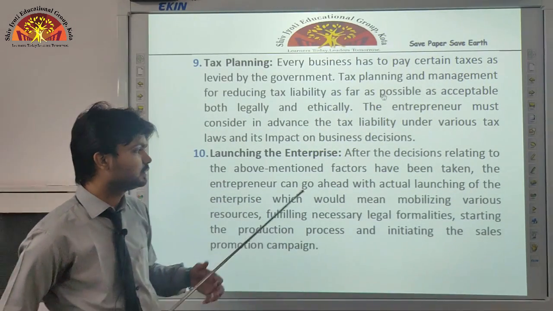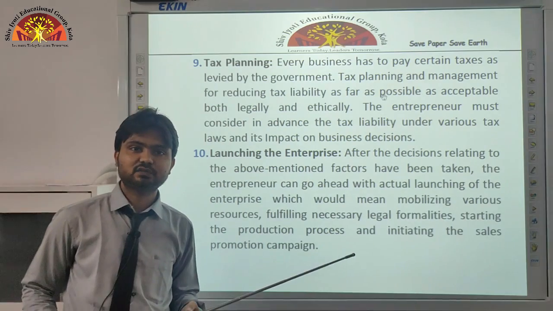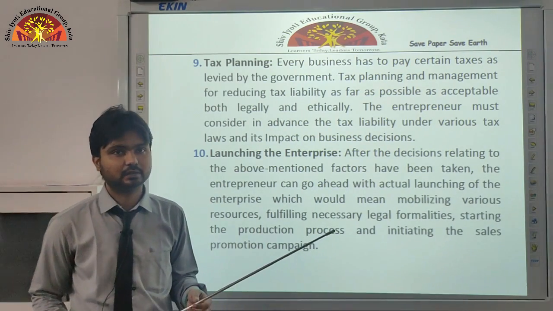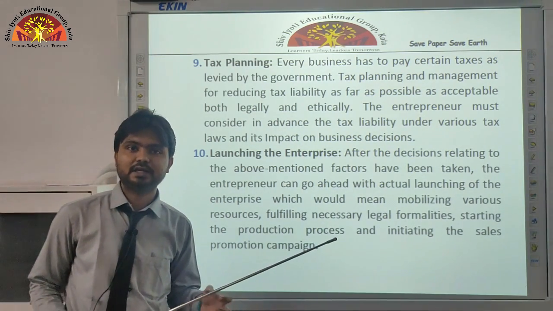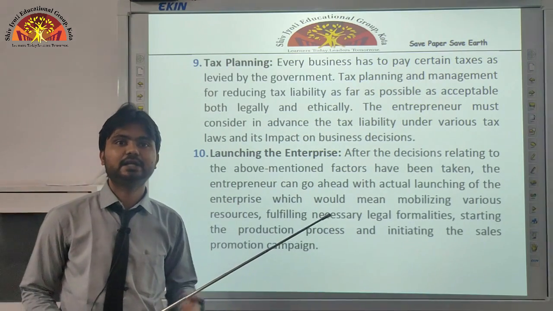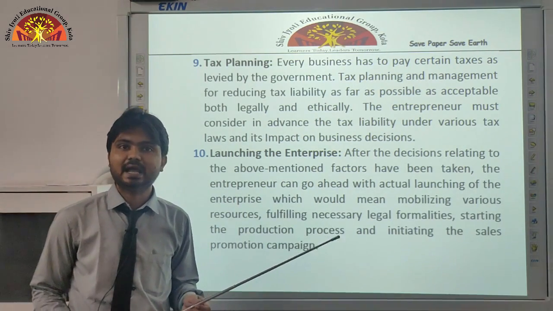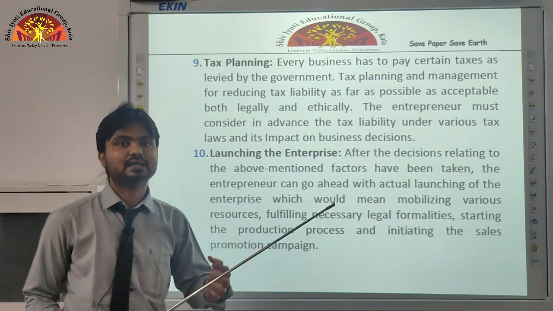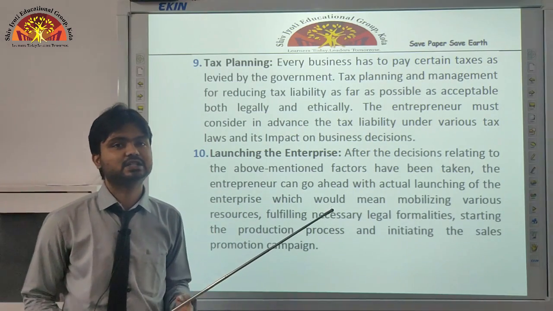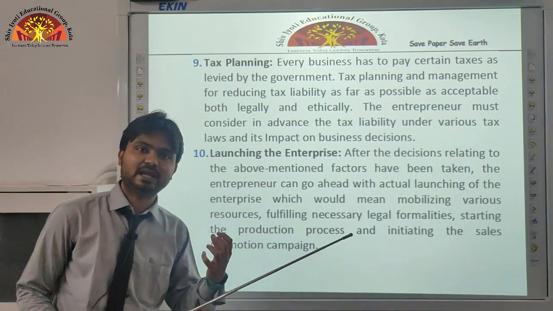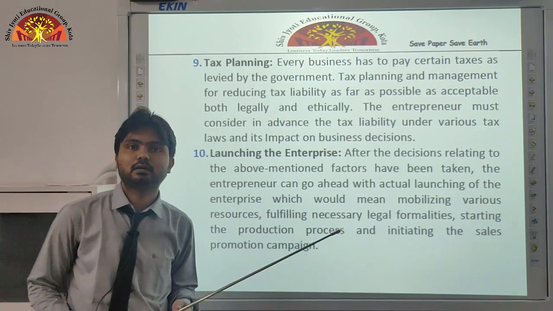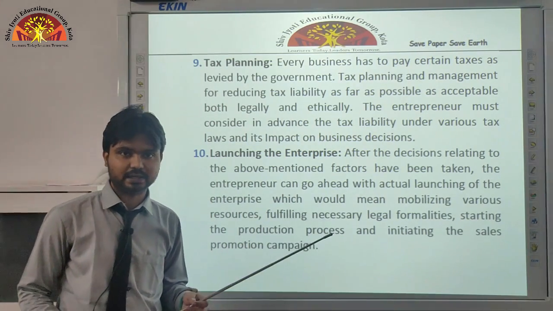And the last one is launching of the enterprise. At the last, we will introduce our enterprise with the products. If we have all the resources, the businessman ultimately introduces his organization and starts promoting his activities, starts promoting his product, so that consumers will be attracted and purchase the goods in the maximum quantity.